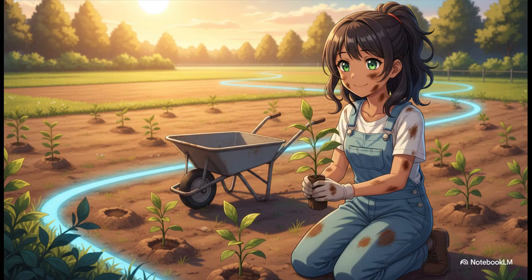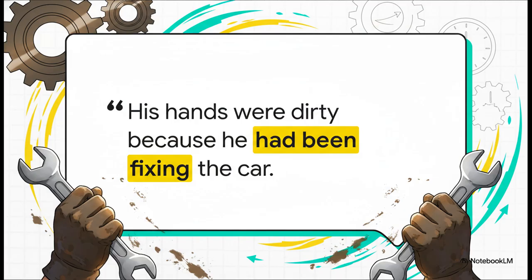And here's one more for the advanced toolkit. If you want to emphasize not just that something happened earlier, but that it was going on for a long time, or that it had a direct result you can now see, you can use the past perfect continuous. This example shows that cause and effect so clearly. Why were his hands dirty? Well, because of the long action that happened before. He had been fixing the car. The focus here is all on the duration of that action and its obvious visible result.